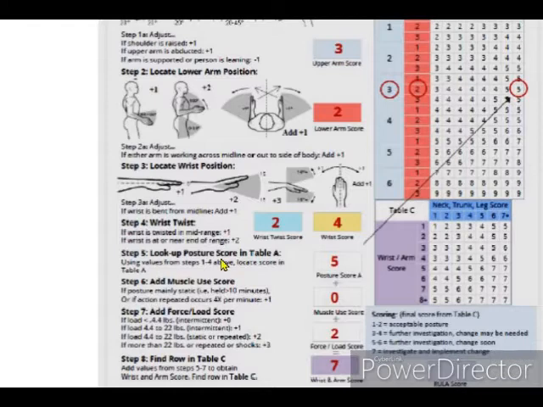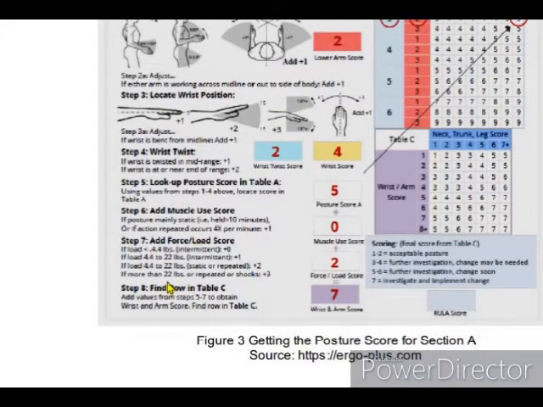Kung titingnan yung posture score, samahan nyo ng muscle use score. Plus 1 kapag ganyan: if posture mainly static, greater than 10 minutes, or if action repeated occurs 4 times per minute, magpa-plus 1 ka. Yan ang guidelines, guys, sa kaliwa. Add force, load score.